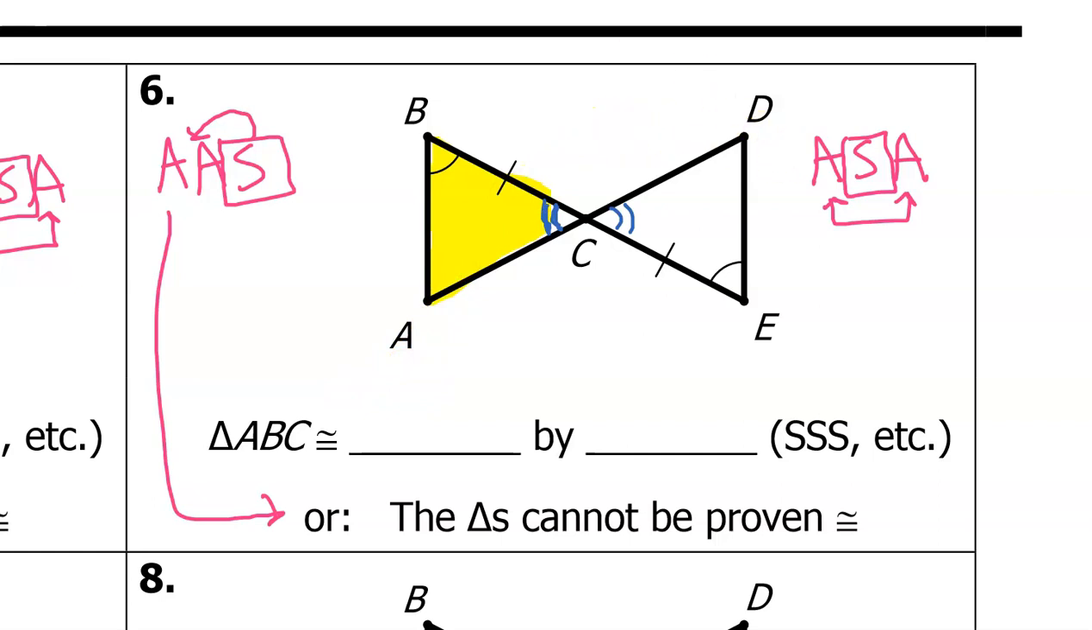So which is it? So let's focus on the two angles. Here's one angle, here's the other angle. This is the side that is between those two angles. Is that the side that is marked? Yes, it is. So the congruent side is between the two angles, which makes this angle, side, angle.